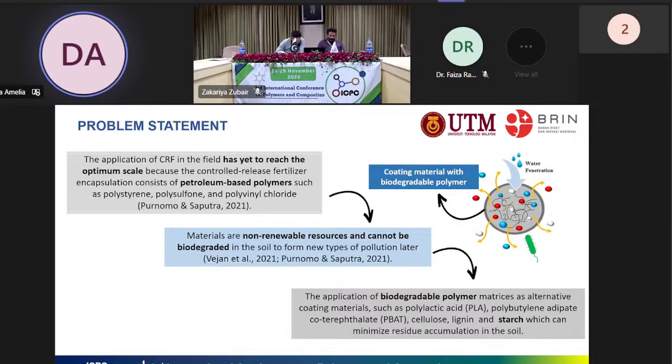So the application of a biodegradable polymer matrix is an alternative coating material which can minimize residue accumulation in the soil, such as polylactic acid, polybutylene adipate-co-terephthalate (PBAT), cellulose, lignin, and especially starch. Starch has many advantages because it is low cost, easy to chemically modify, and abundantly available.